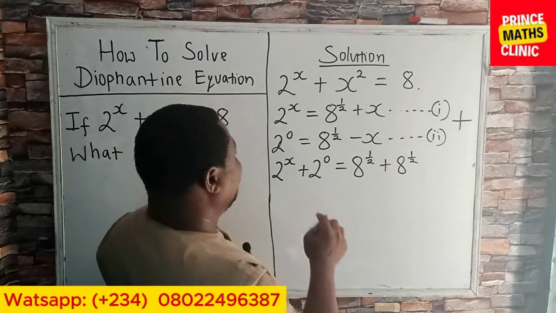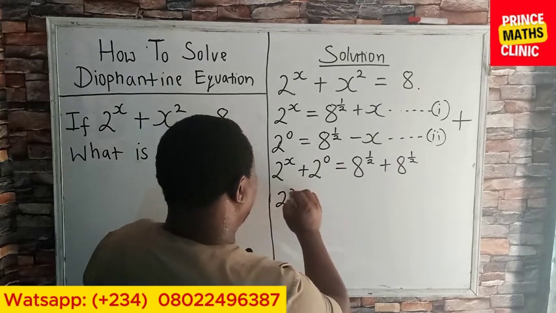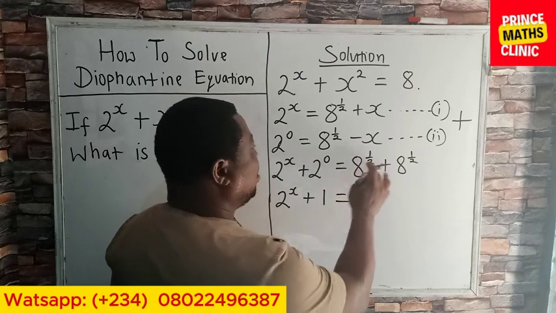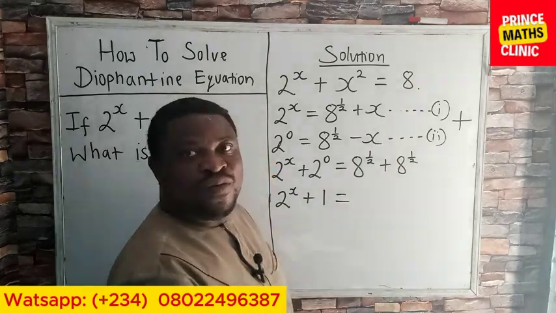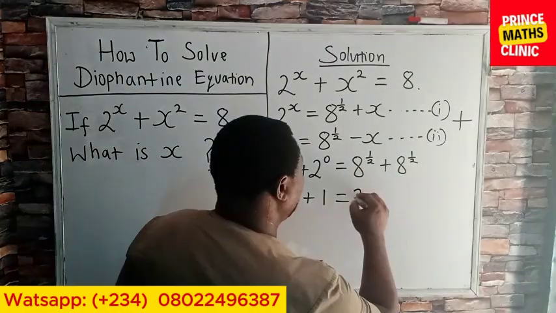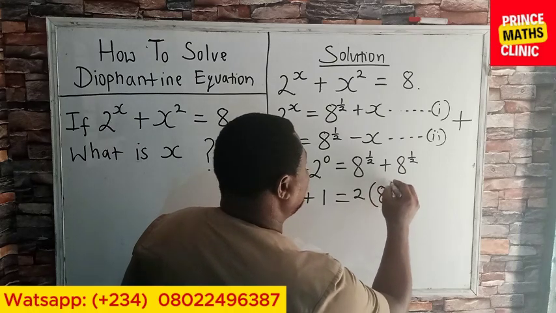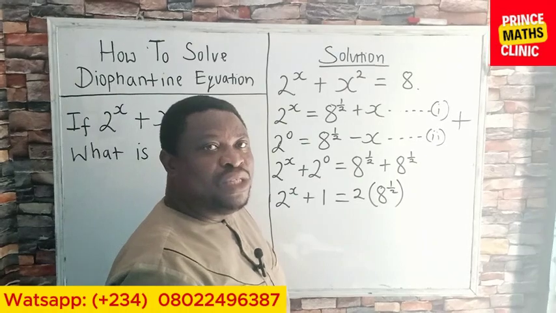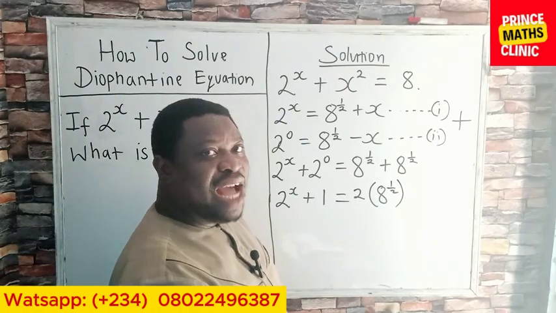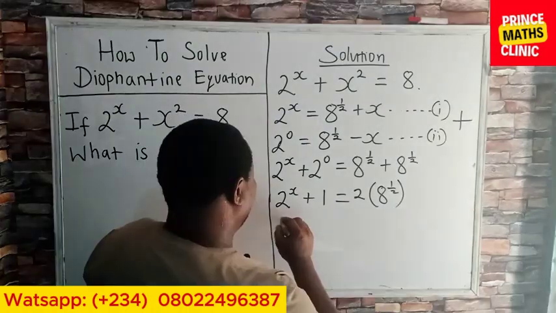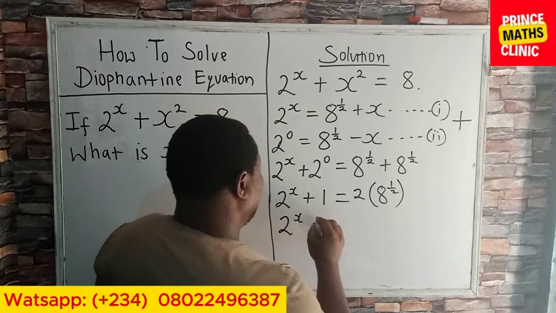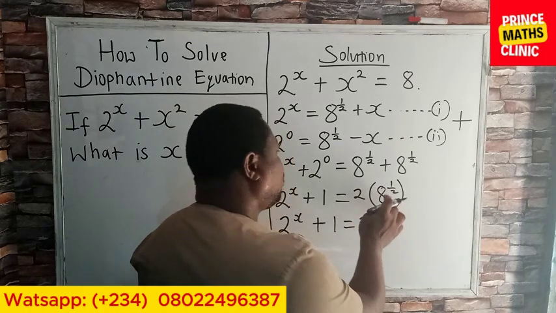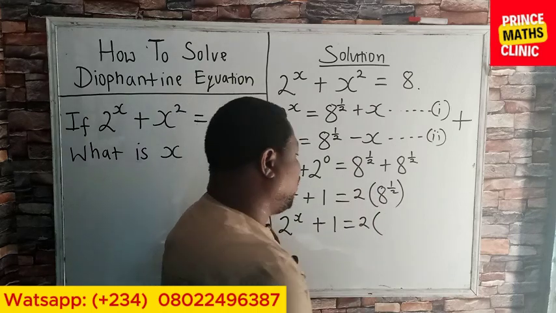So this part now will look like this: 2 to the power of x plus 2 to the power of 0, which is 1. Then 8 to the power of half appears twice, so this becomes 2 times 8 to the power of half. And anything to the power of half means what? Square root of that particular thing. So this is 2 to the power of x plus 1 equals 2 times the square root of 8. Let's find out the square root of 8.